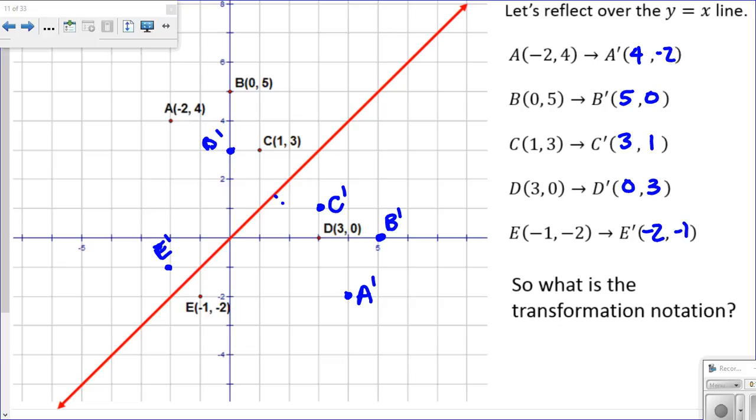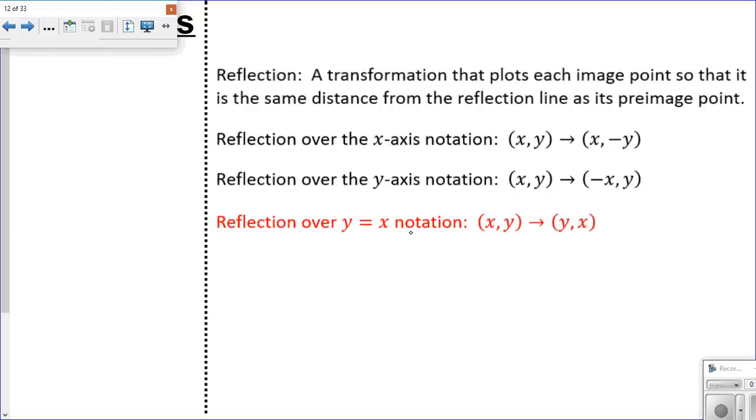So what's going on here? From the A to the A prime, B to the B prime, what is happening? Well, hopefully you're saying you're just switching around these coordinates. The signs and everything stay the same. You're just switching the spots of the x and the y. So (-2, 4) becomes (4, -2), (0, 5) becomes (5, 0), etc. Okay, so that's the notation when you're reflecting over the y equals x line.